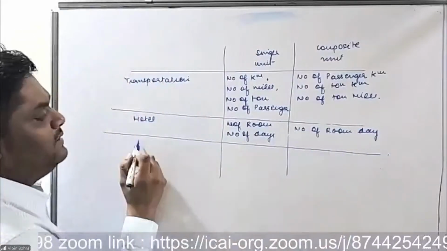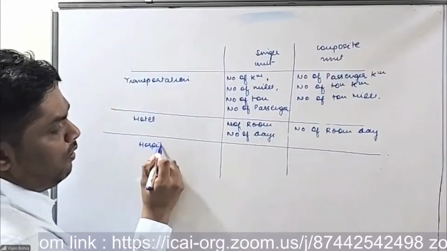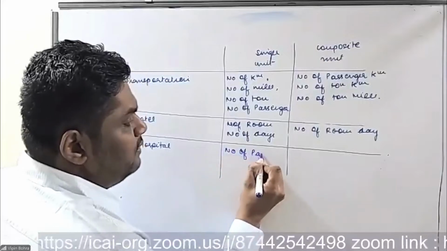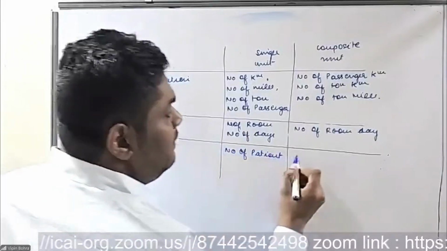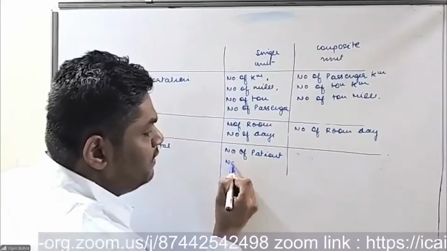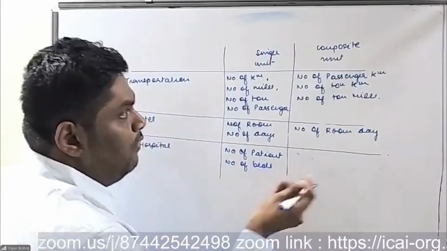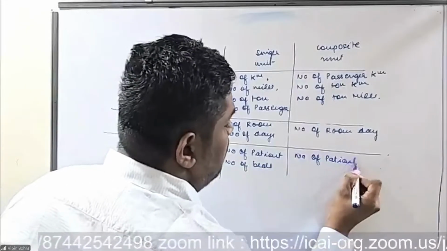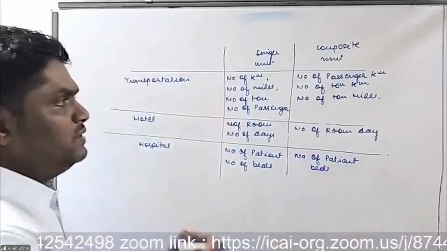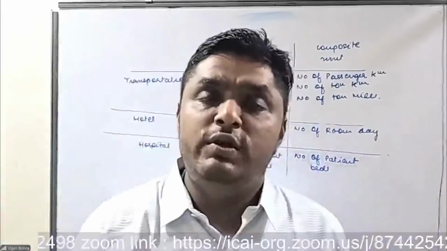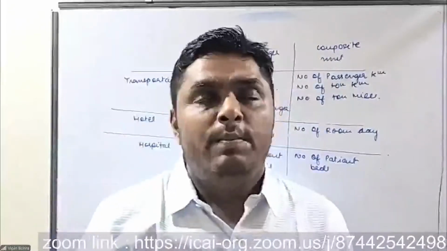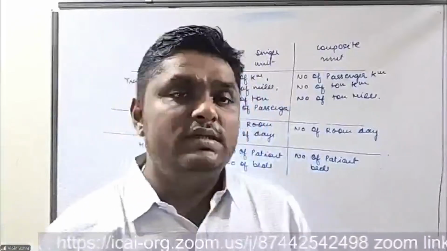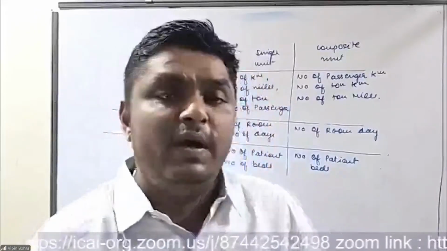When talking about the hospital industry also, it can be the number of patients, or number of beds. Further, in composite unit, it will be number of patient beds. These are a few illustrative points I have mentioned. In single unit, we will be using only one base, but in composite unit, we'll be using two bases. The complete list is given in the study material, so this is just an illustrative list. Those who want to copy this part can please copy.